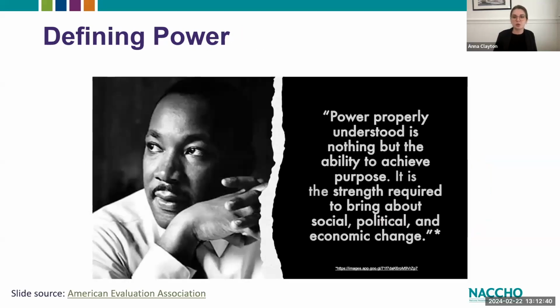So what you all just contributed illustrates lots of associations with just the word power alone. But how do we define it in relation to community health improvement? We use this definition by Dr. Martin Luther King, that power properly understood is nothing but the ability to achieve purpose. It's the strength required to bring about social, political, and economic change. So power in and of itself, as we're looking at it here, is not good or bad. It's simply the ability to achieve a purpose.